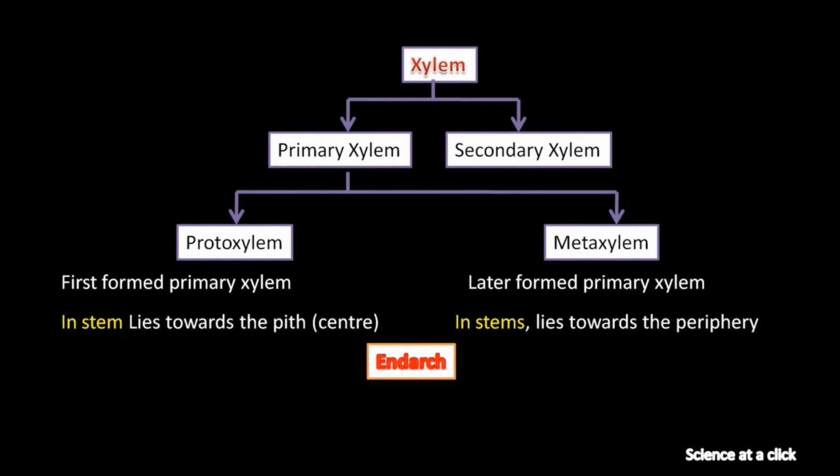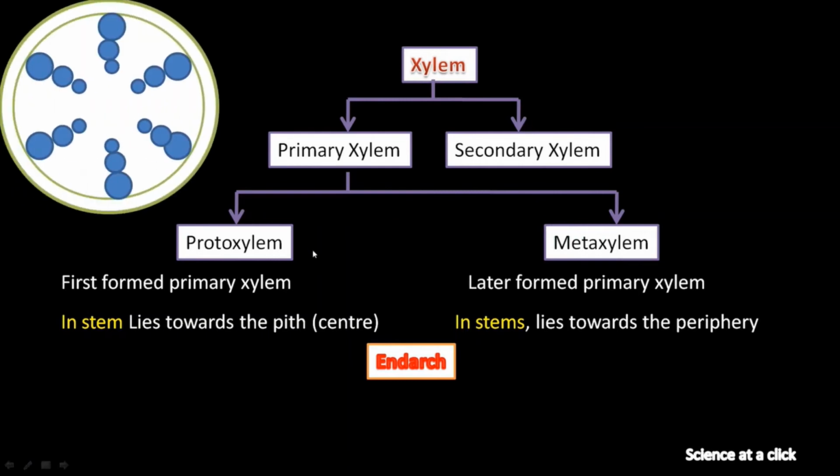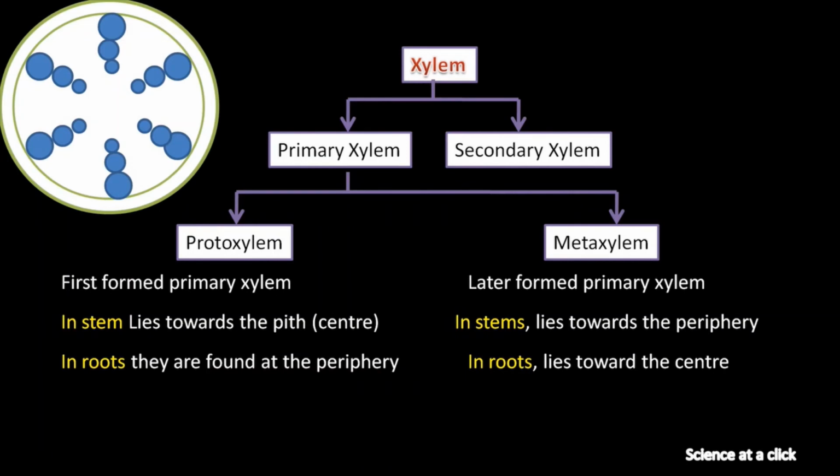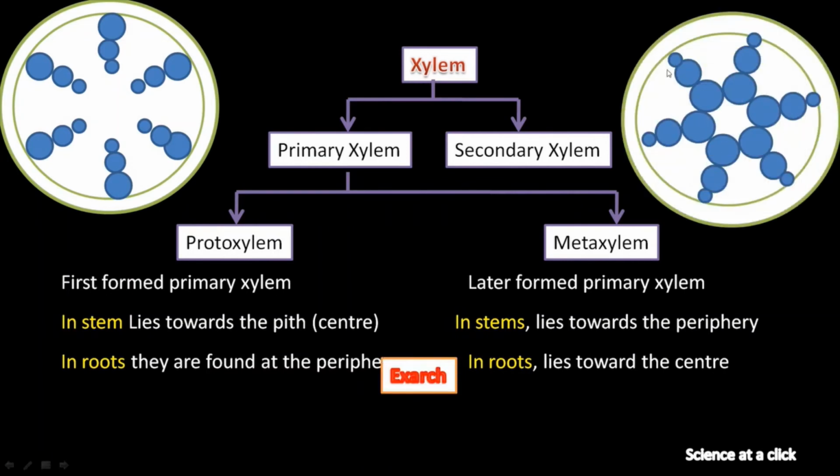When the protoxylem is present at the center, and the metaxylem is present at the periphery, such an arrangement is known as endarch arrangement. So we can see, because the protoxylem is present at the center, it is inside, so it is known as endarch. When the protoxylem is present at the periphery, and the metaxylem is present at the center, such an arrangement is known as exarch. So remember, endarch because the protoxylem is inside, and exarch because the protoxylem is outside.